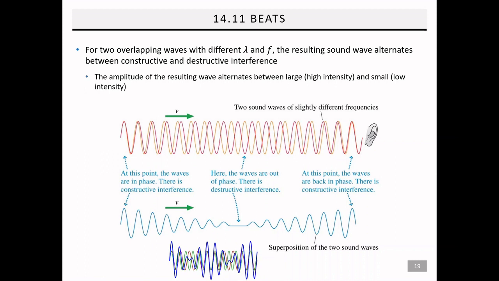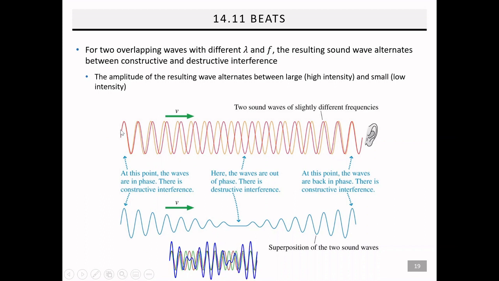Section 14.11 talks about beats. And these are the same beats that you hear in some music, that sort of thump, thump, thump sound that some songs have. So for two overlapping waves that have different wavelengths and frequencies, the resulting sound wave that you get from the interference of the two overlapping waves can alternate between constructive and destructive interference.